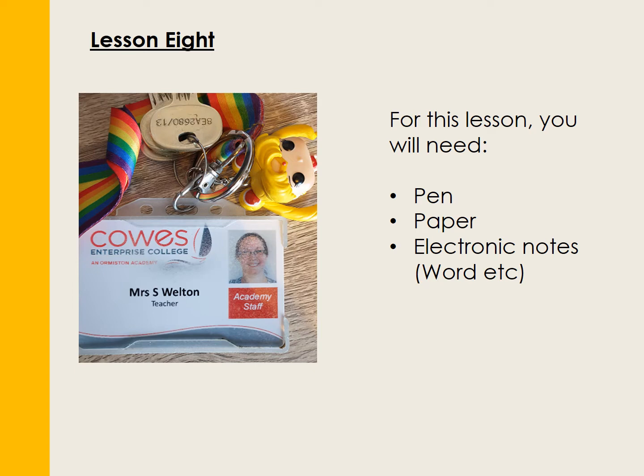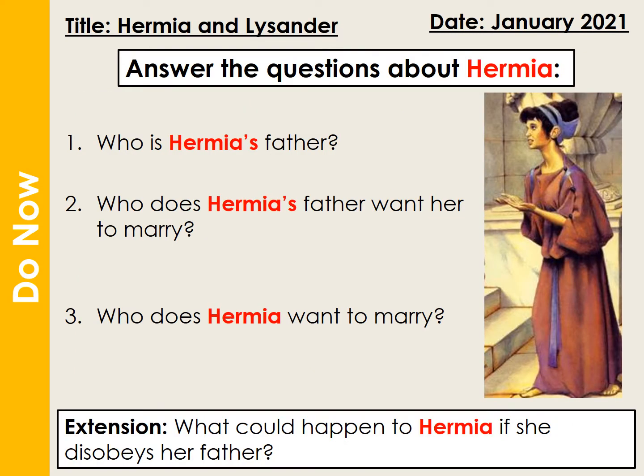What you're going to need is pen and paper, or, as I said the week before, an electronic notes device. That could be notes on a Samsung, or Word, or Pages for an iPad, and so forth, if you'd prefer to do it electronically. So your title today is Hermia and Lysander, with whatever date it is that you're writing down. Please remember to underline them, the same as you would in a normal class. It's good to keep yourself in the habit.